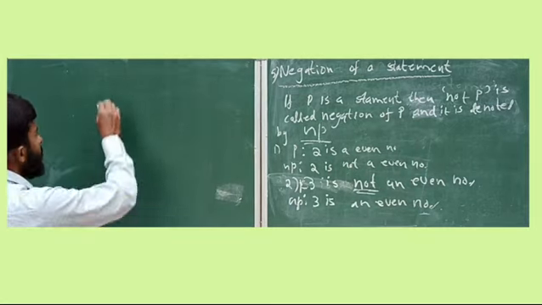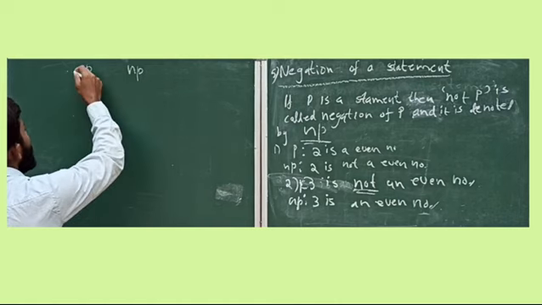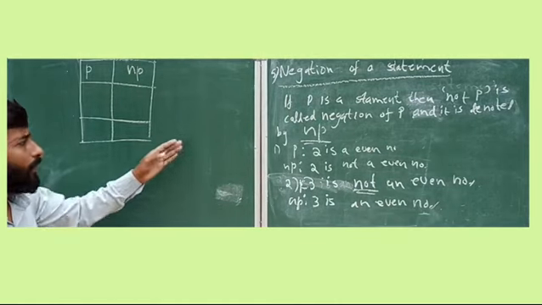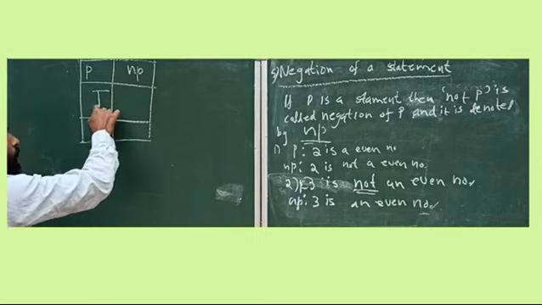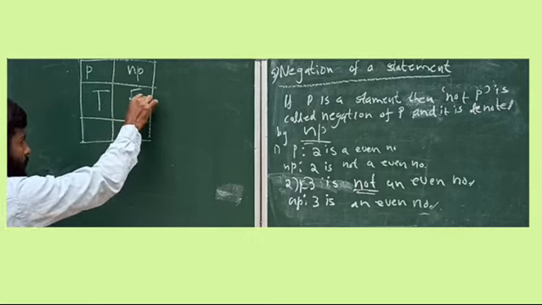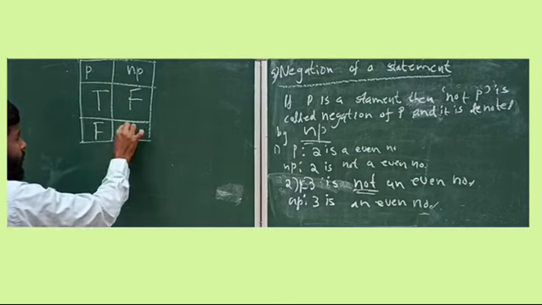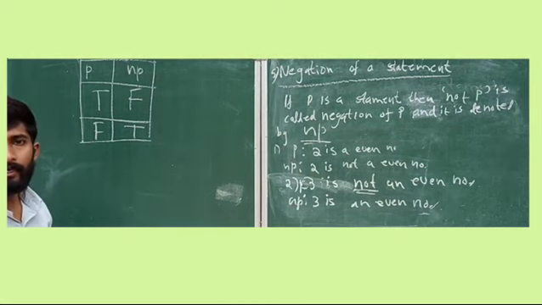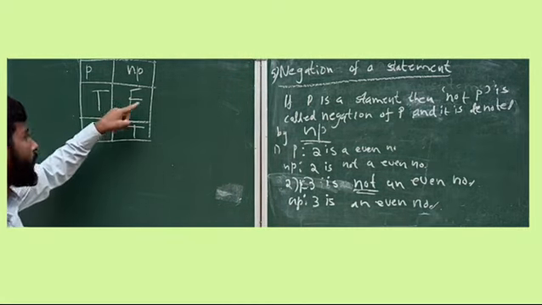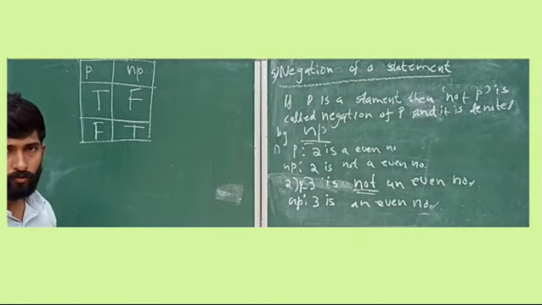See the truth table, P and negation P. See the truth table for negation P. If the statement is true, what's the negation of true? It is false. If the statement is false, then what is the negation of false? It is true. It's the truth table for negation of any statement. If the statement is true, negation is false. If the statement is false, then negation is true.